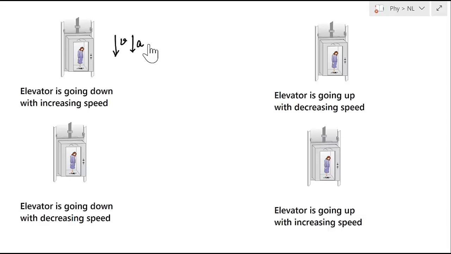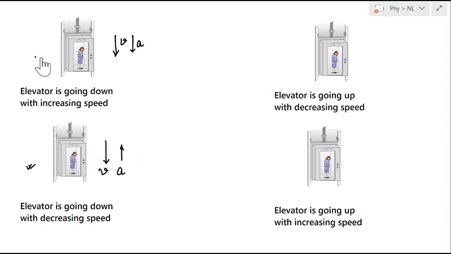Now let us suppose that this has reached the ground floor, and that is case number 2. In this case, it is just reaching the ground floor, so velocity is still in the downward direction. But what about acceleration? This lift has to come to rest finally, so it has to decelerate. Basically, it has to decrease its speed, so it will experience a deceleration. In other words, it will have acceleration in the upward direction. So velocity is in the downward direction and acceleration is in the upward direction.